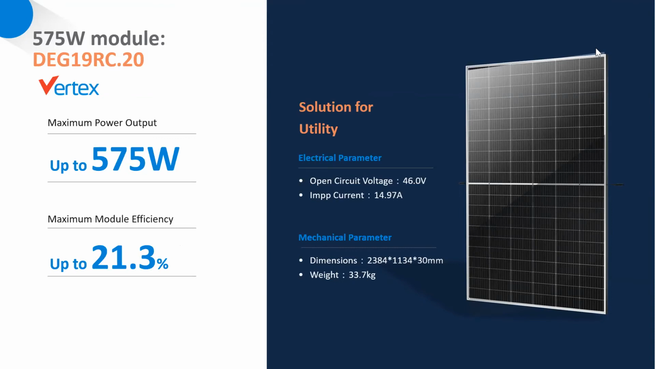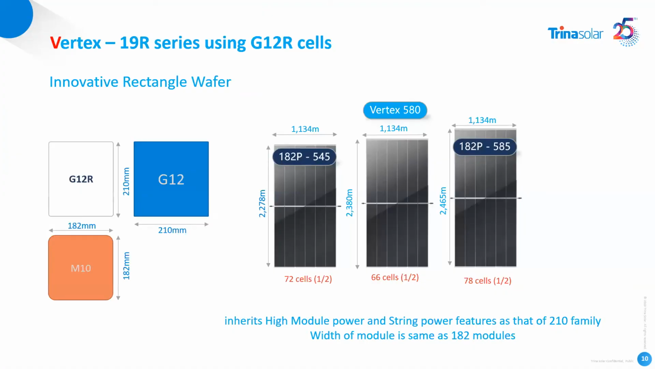We also have the bifacial modules. For this one, we have the 575 watt as our main power class, and the electrical parameters are open circuit voltage of 46, IMPP current of 14.97, and the mechanical parameters are 2.3, 1.1, and 30 mm, and 33.7 kilograms. So what's new with our Vertex 19R series?